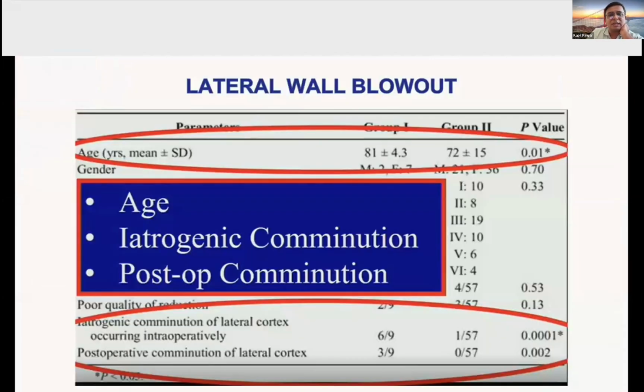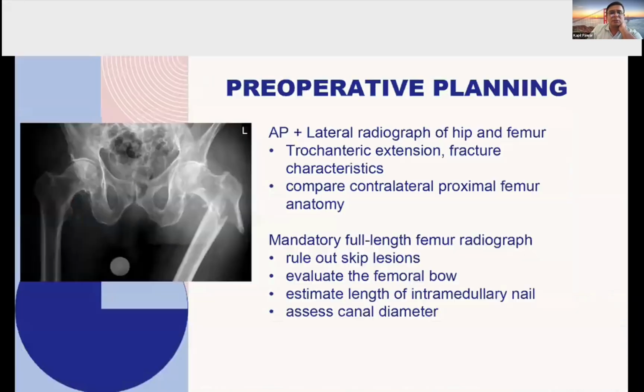This paper shows that in the age of 81 and above, there's a chance of 6 out of 9 fractures going into an iatrogenic lateral wall blowout, and 3 out of 9 fractures going into a postoperative blowout. So that can convert a fracture which was not initially a reverse oblique, but later on goes to reverse oblique. So considering that, we need to plan it on the X-rays.